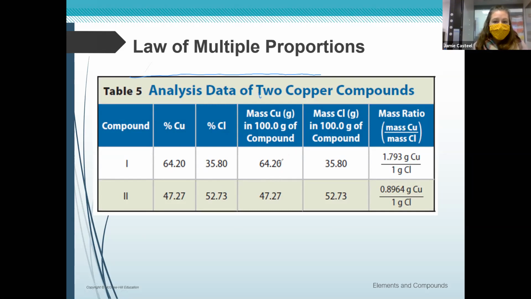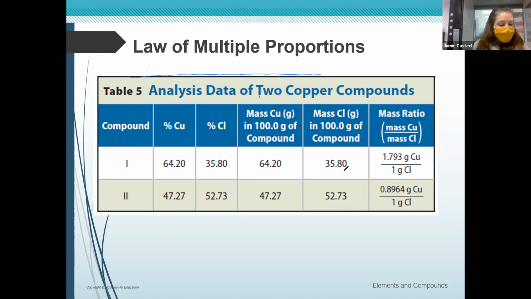We take the mass of the copper and the mass of the chlorine, and we're going to divide them. We're going to find that mass ratio. Okay? 64 divided by 35 gives us a 1.793 to 1 ratio. Here, if I did the same thing, my ratio is going to be different. Okay? And you always want to have it compared to 1. That's why you divide them by each other.